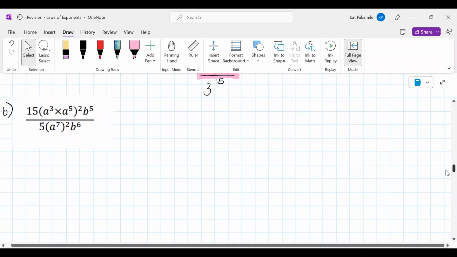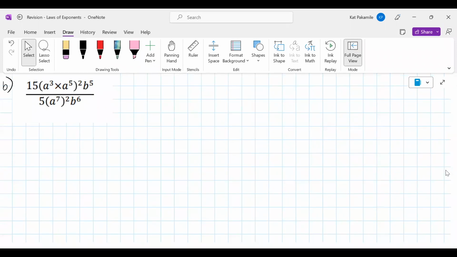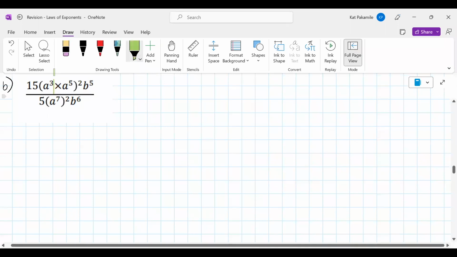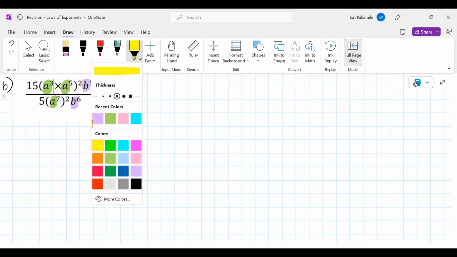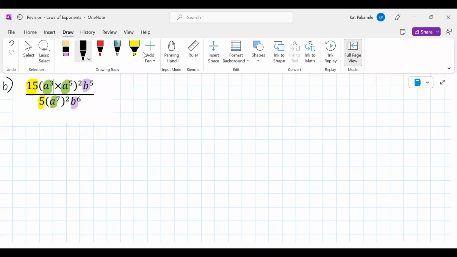Okay, so still nobody's doing B with me. It's fine, I'll do B. First thing is you're going to deal with every variable as its own thing. So we have A's, circle them if you want to, or highlight them in the same color. We have A's and we have B's. And then, guys, we have numbers. We should know how to deal with numbers. Let us deal with everything that's in the numerator and everything that's in the denominator before we simplify anything.